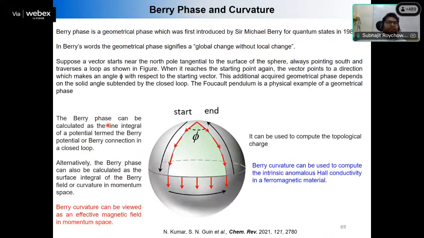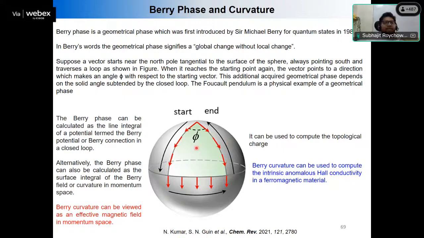Now I'll use a term that is the Berry phase and curvature, or Berry curvature, because from the next slide we'll use this term many times. So what is Berry phase? Actually, this is a geometrical phase, and it was first introduced by Sir Michael Berry in 1984. In this Berry phase, it indicates the global change without local change. In thermoelectrics, we are mainly talking about local change without global change. But Berry phase talks about global change without local change.